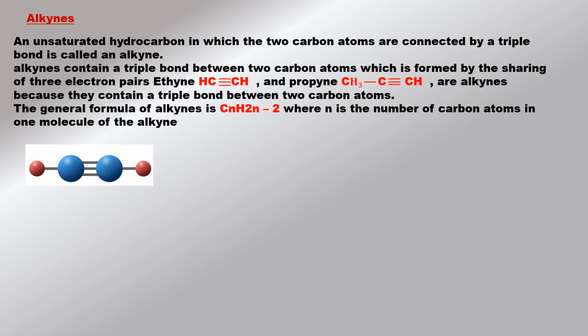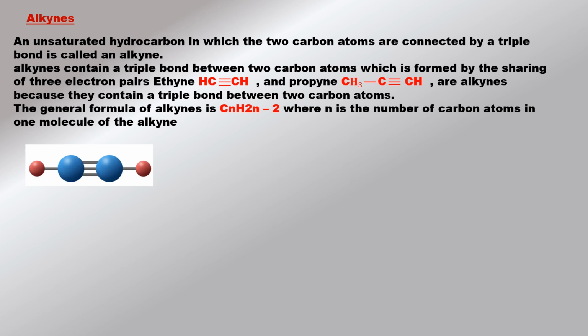The unsaturated hydrocarbons, having double bonds or triple bonds between the carbon atoms, are more reactive than saturated hydrocarbons. In other words, alkenes and alkynes are chemically more reactive than alkanes. Another point to be noted is that the valency of each carbon atom in an alkane, alkene or alkyne is just the same, which is 4.